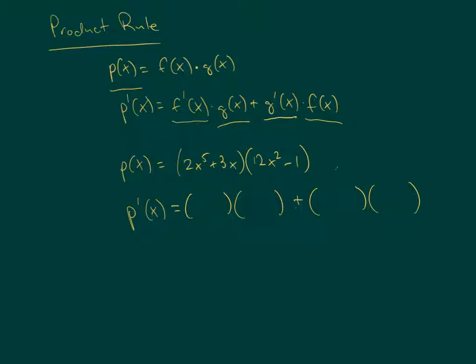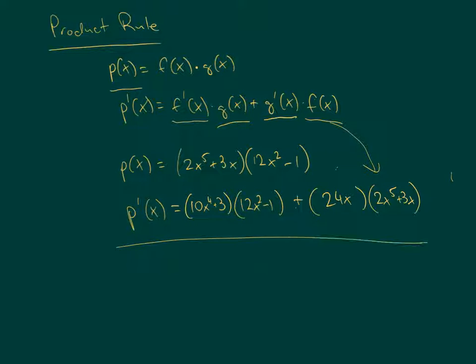So the derivative of f is, using the power rule, 10x to the 4th plus 3. And then we leave g of x alone. Then we take the derivative of 12x squared minus 1, which is 24x. And then in here we place f of x just left alone, so 2x to the 5th plus 3x. And there's our derivative. That is the product rule.